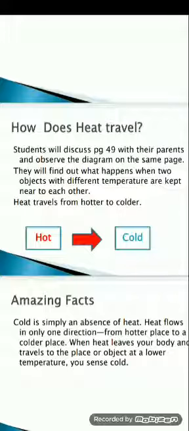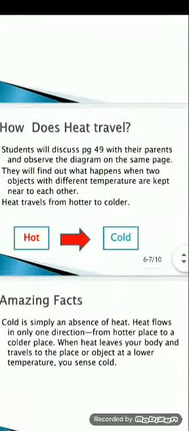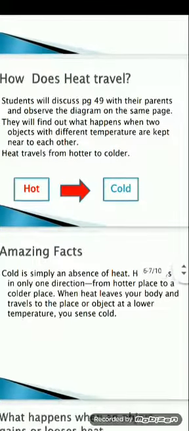But when two objects with different temperatures are kept near each other, the temperature of the hotter object will fall as it loses heat to the colder object. At the same time, the temperature of the colder object will rise as it gains heat from the hotter object, and heat continues to flow until both objects reach the same temperature. So you can say that heat travels from hotter to colder.